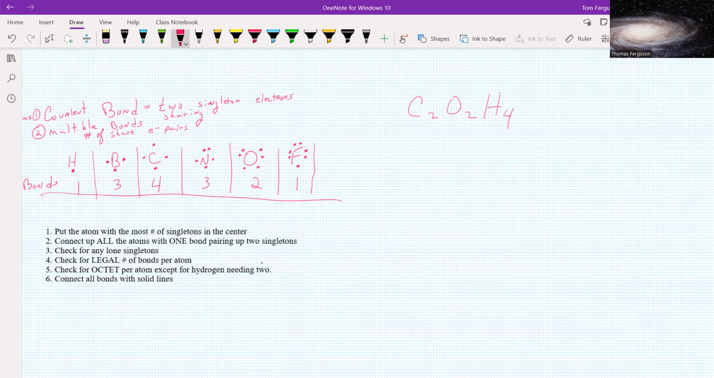I don't know how to check for the legal limit or whatever. Carbon needs 4 bonds: 1, 2, 3, 4. Oxygen needs 2: 1, 2. Later in the course, I'm going to show you where that comes from. The problem is carbon is the exception. Other than carbon, I can show you exactly how it falls out.